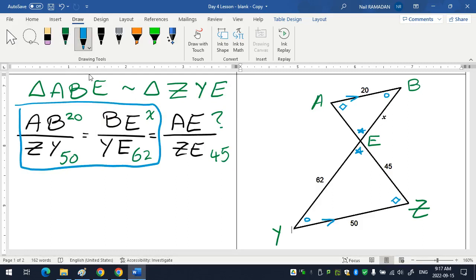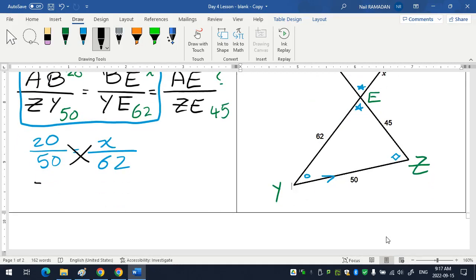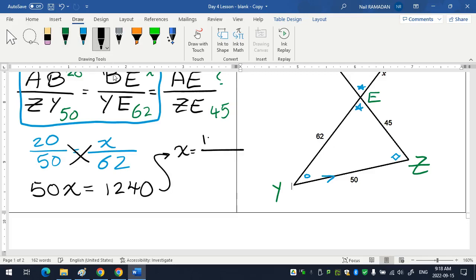All right. So we have 20 over 50. Let's make a good fraction. When you write fractions, don't make it a slash. Make it a legit fraction as much as you can. And this one becomes x over 62. All right. Cross multiply. We get 50x equals 20 times 62, which is 1240. Oh, sorry, 200, yeah, 1240. x equals this one.